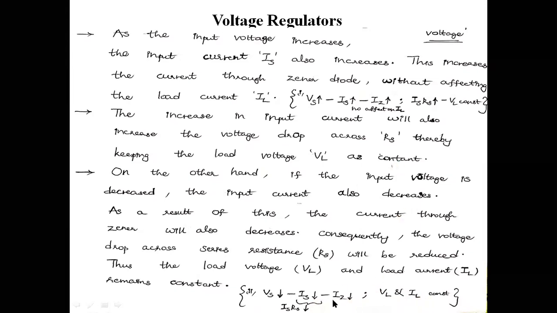In both cases, whether I am increasing Vs or decreasing Vs, the drop across the resistance RS will make the output voltage constant here. This is known as line regulation here.